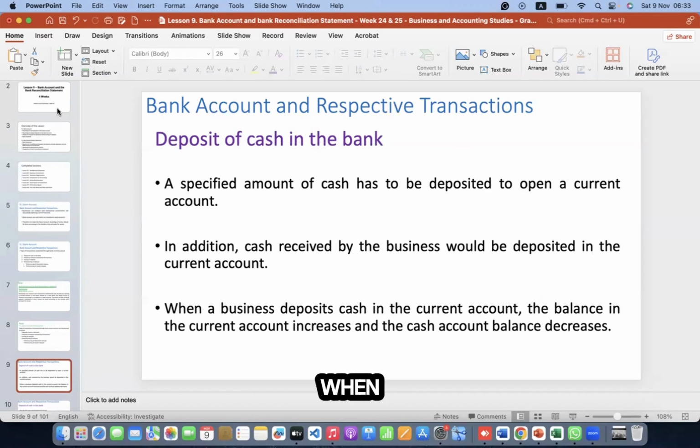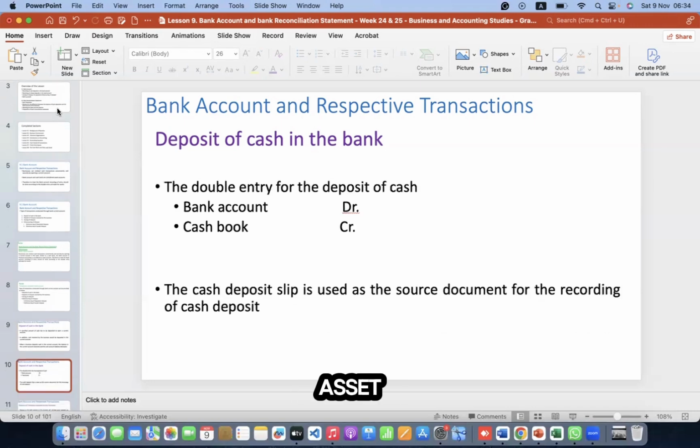Okay, so when you deposit cash in the current account, balance in the current account is increasing, and the cash account balance is decreasing. Anyway, we have considered the bank account also as an asset account. So when we deposit money in the bank, we debit the bank account, whereas the cash account, we are crediting the cash account.